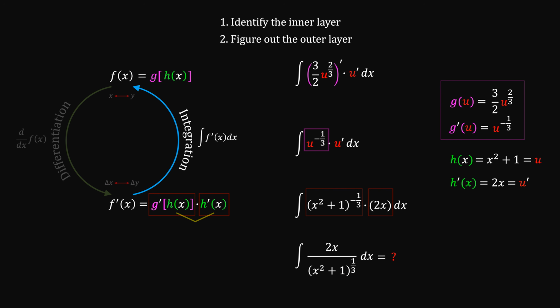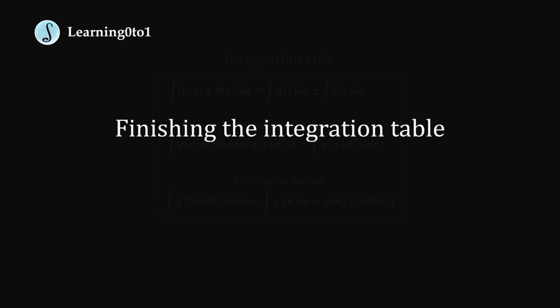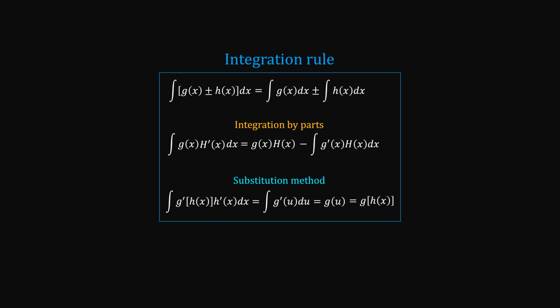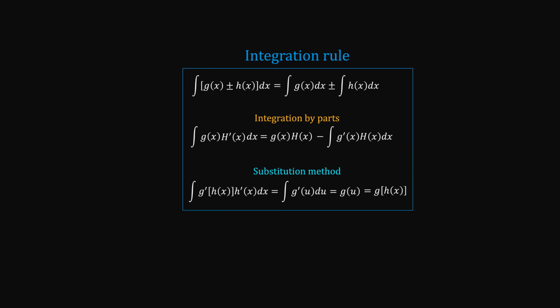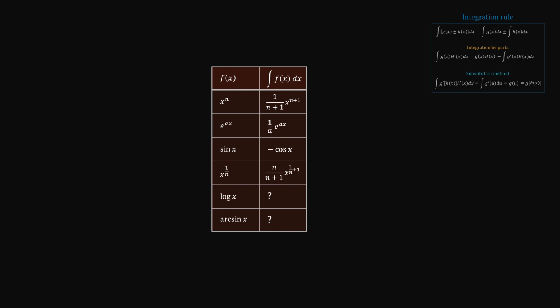Rewrite the integrand. Now we know the integral should be the outer layer function. Then replace u with the inner layer function. This is the answer for this integral. Now we have these tools in hand, let's finish the integration table. The first is to integrate arcsine.